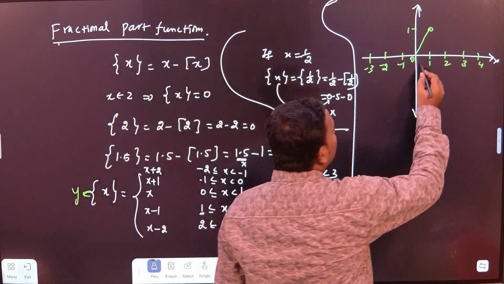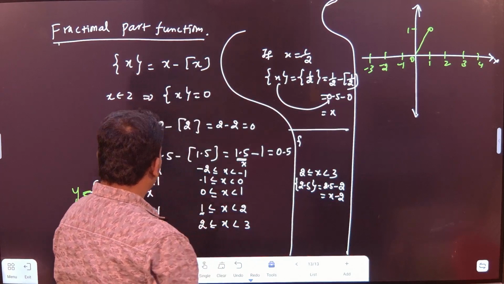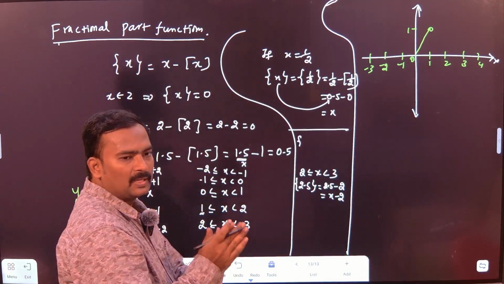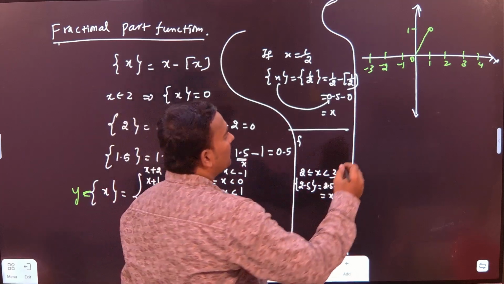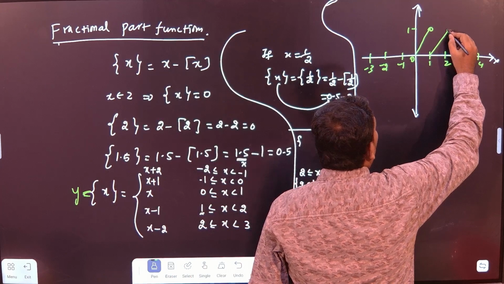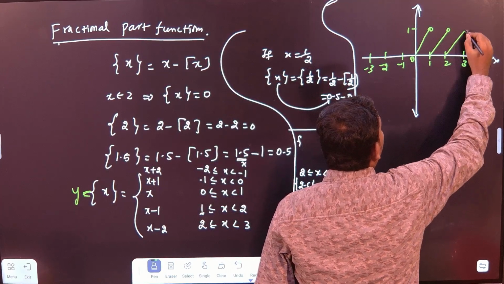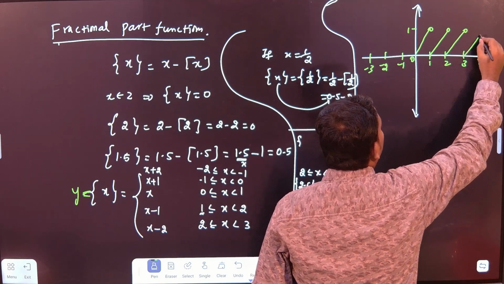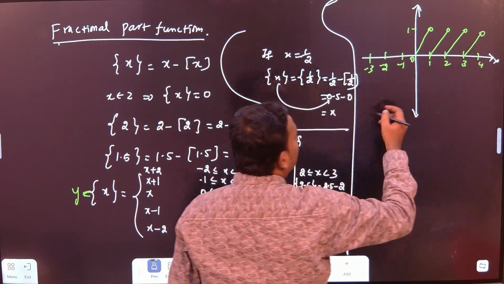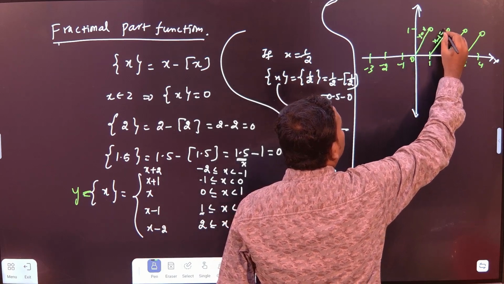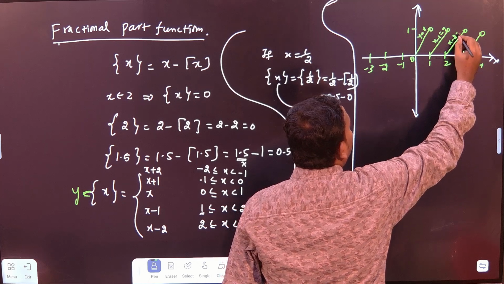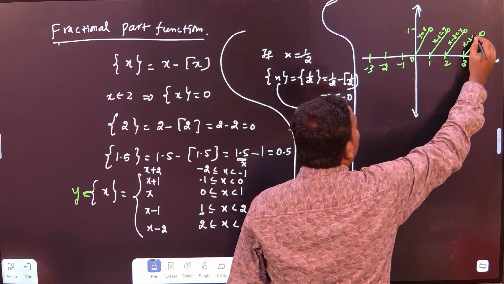Okay, let's take 1 to 2. From 1 to 2, you can take x minus 1. Just y equal to x is there, no? You can shift 1 unit down, right? This is 1 unit down. x minus 2, x minus 3 like this. This is y equal to x. x minus 1, this is y. x minus 2 is equal to y. x minus 3 is equal to y.